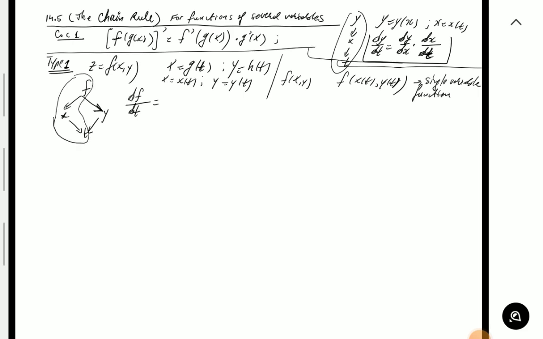So to be more precise, because f depends on t via x, let me start over here. So df dt is going to be partial f partial x, right, because f is a function of two variables x and y, multiplied by dx dt. And then you add all the other possible paths. So for example, in this case, f depends on y, and then y depends on t. So you're going to continue with partial f partial y dy dt.